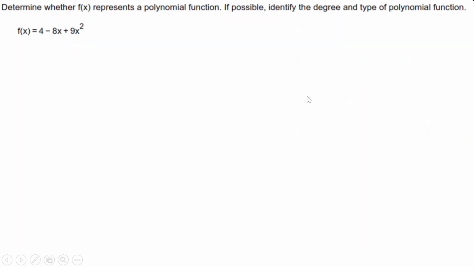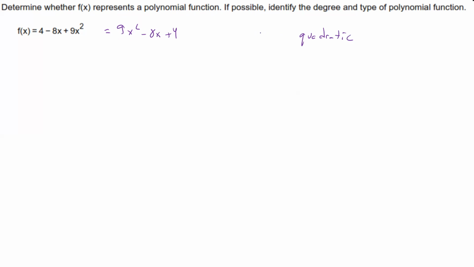All right, so here we're supposed to determine whether f of x represents a polynomial function, and basically, if possible, we need to identify the degree and type of polynomial function. So as long as it's a polynomial, then we find the degree and type. Well, if we rewrite this as 9x squared minus 8x and then a plus 4, we see that this is a quadratic function. So it's a quadratic because we have that power of 2, and it is a polynomial.